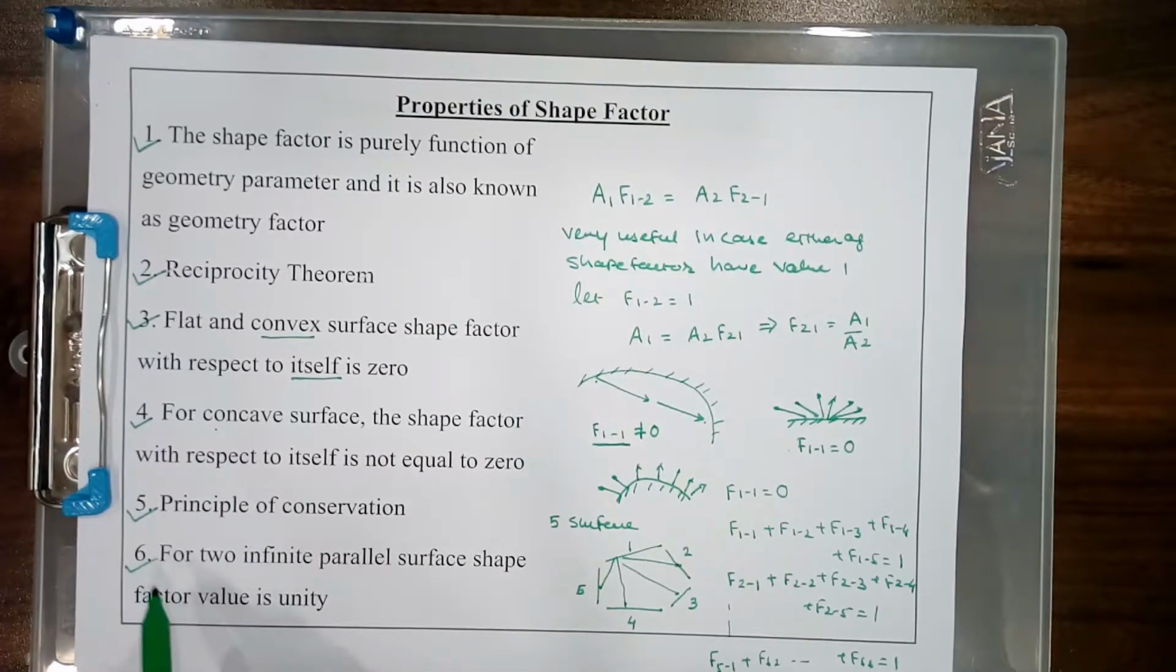Now last, for two infinite parallel surfaces, the shape factor value is unity. Let's consider two parallel surfaces. This is surface 1, this is surface 2. Here the radiation emitted from surface 1 falls on surface 2. That's why we take F12, which equals F21, which equals 1. So these are the various properties associated with the shape factor.